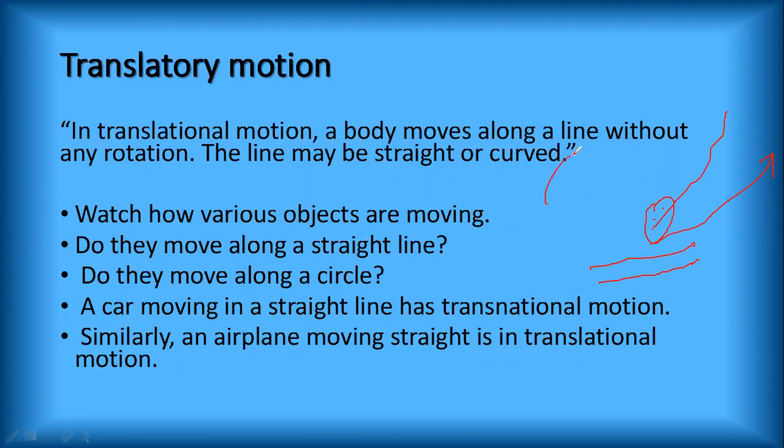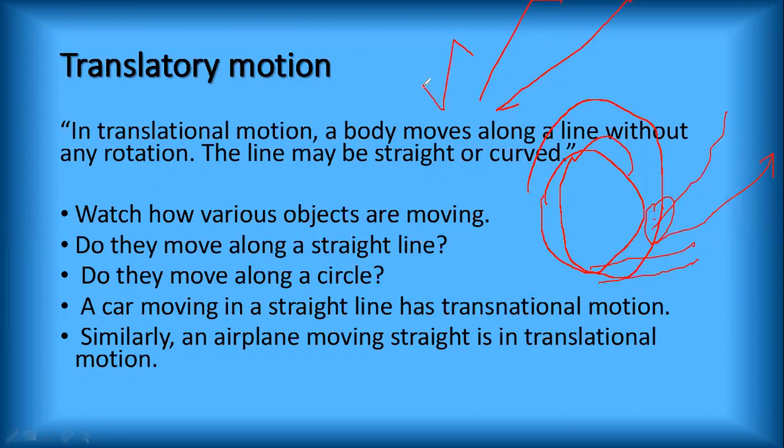If the body has circular motion, the particles also have circular motion. If the body has straight motion, the particles have straight motion. If it is in a zigzag path, the particle motion is also a zigzag path. So when the motion of the object is synchronized with the motion of the particles of which it is composed, it is called translatory motion.